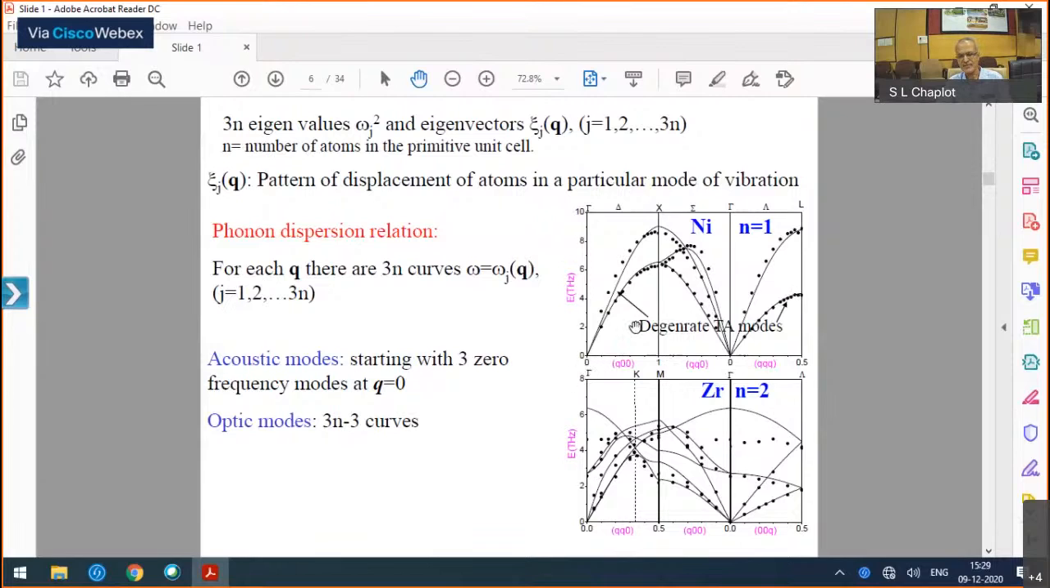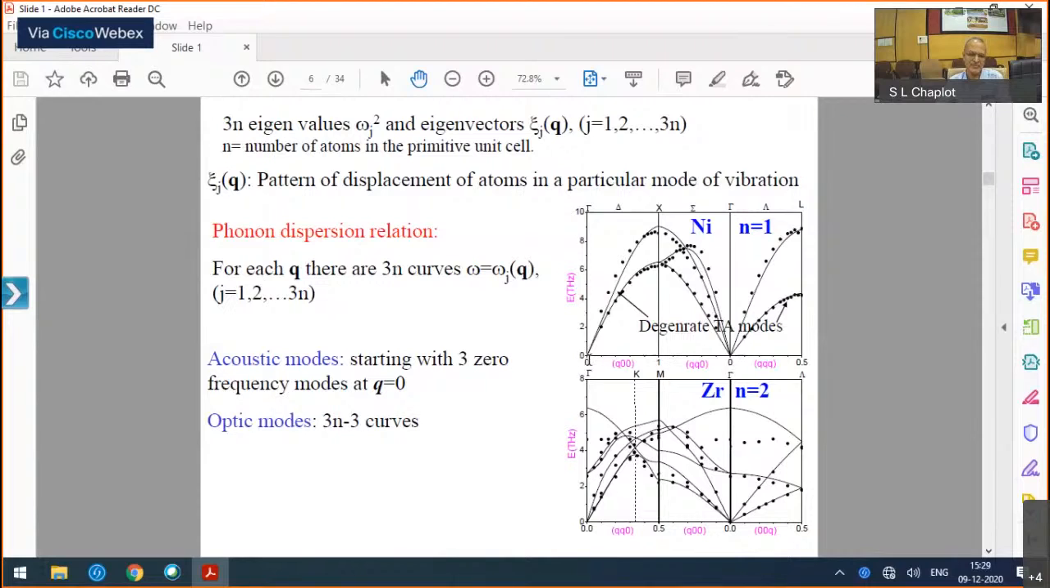Here you can also see that these are all called acoustic modes. Acoustic modes, as the name goes, are related to sound waves. And here the main characteristic is that at 0 wave vector, or the long wavelength limit, where the wave vector is 2 pi divided by the corresponding wavelength, if Q equals 0, that means the wavelength is infinity. And at infinite wavelength, we have 3 modes which have 0 frequency.